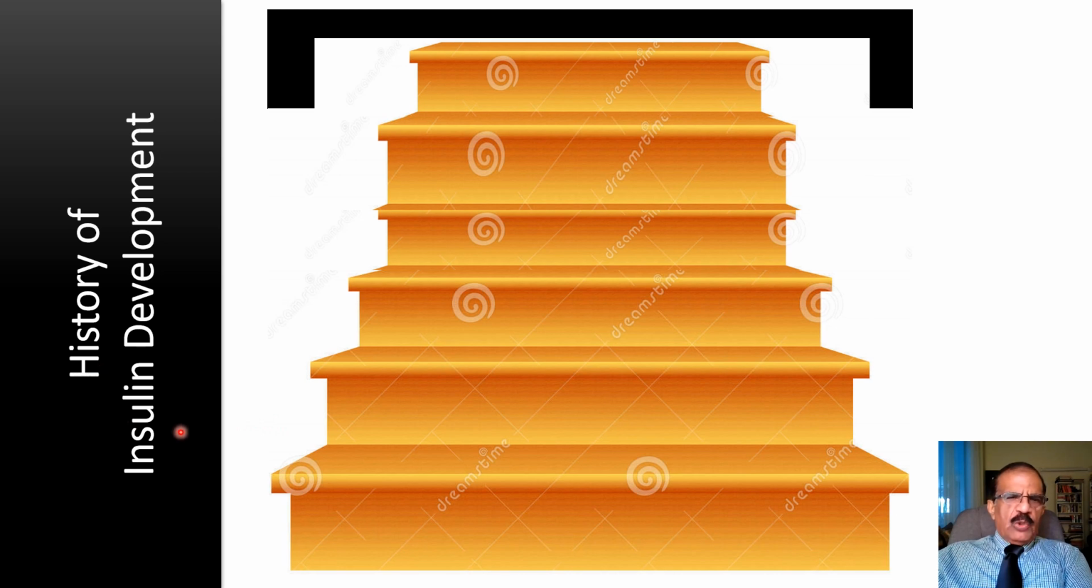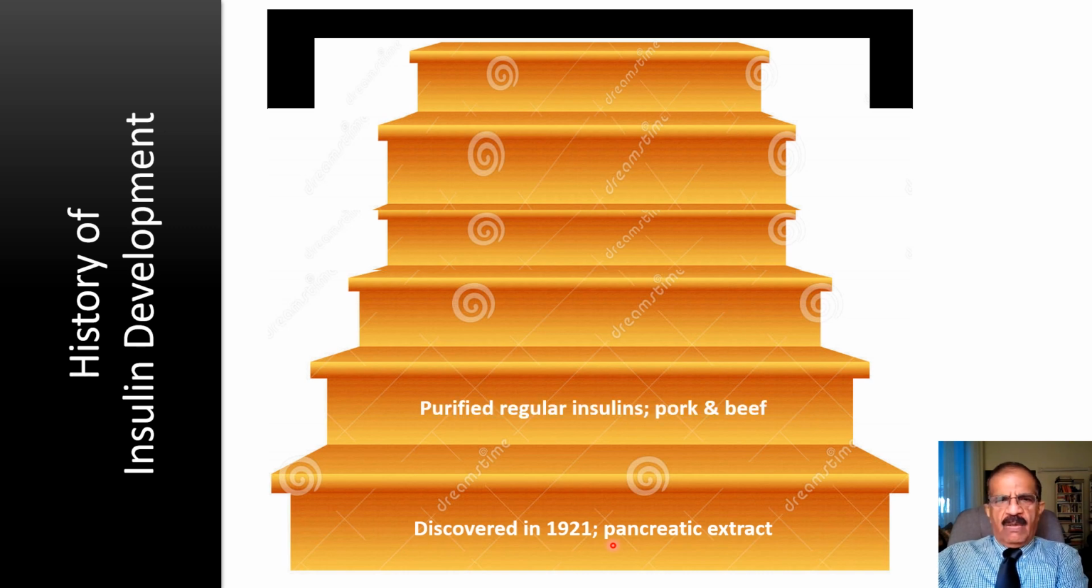Now, the history of insulin development. It was discovered in 1921. These days when this lecture is recorded, we have 2021. So almost a century ago. And initially the pancreatic extract was used. There's a famous story. I will not go into the detail because time will not allow. Then those insulins were purified, and they were taken from pork and beef.